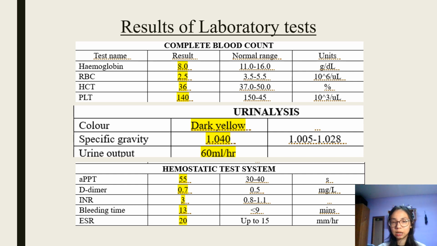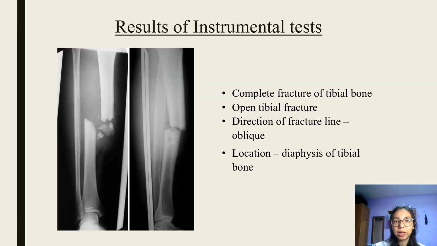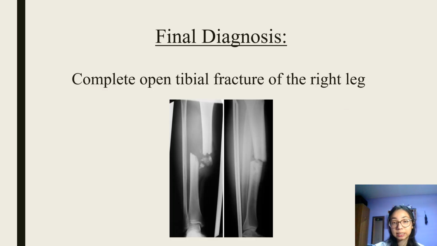The hemostatic test system also showed a significant increase in the APTT level; the D-dimer, INR, bleeding time, and ESR have all increased. As for the results of the instrumental tests, other screening tests like ECG and the X-ray were normal. However, an X-ray of the foot was taken, and we can see there was a complete fracture of the tibial bone, an open type of tibial fracture. The direction of the fracture line was oblique, and the location was the diaphysis of the tibial bone. So the final diagnosis was a complete open tibial fracture of the right leg.